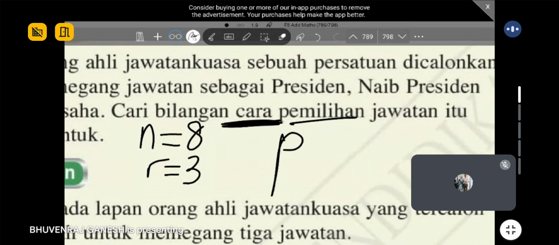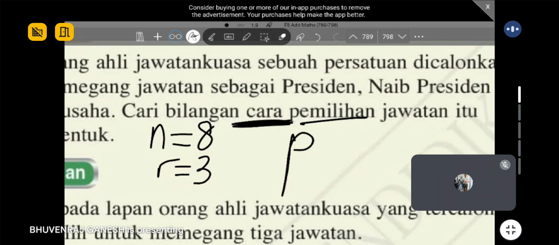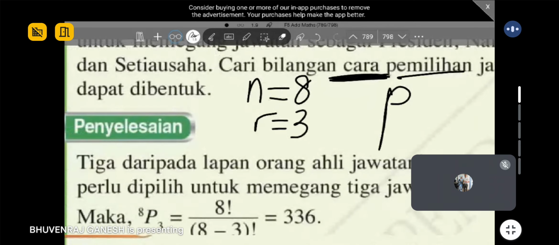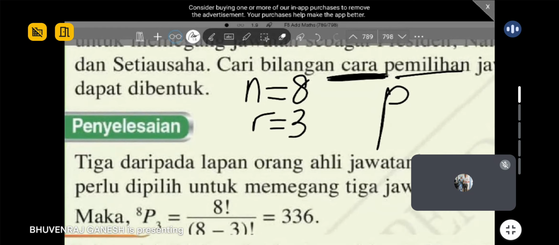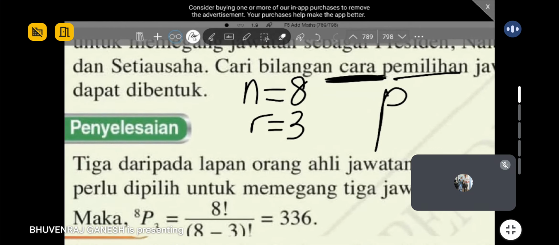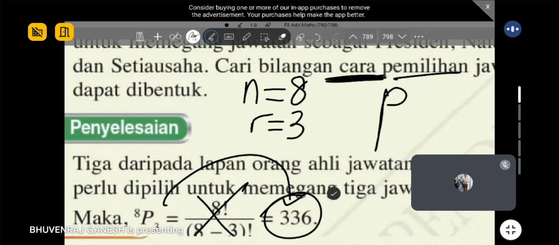Like in this case, selecting. Memilih jawatan. So you must know how to banding bezakan. So that's why you will get like this, AP3. In this case, you no need to show this. You can directly write the answer out because they never say without using calculator, tanpa guna calculator. So just press your calculator and write the answer. No problem. Okay? All right.